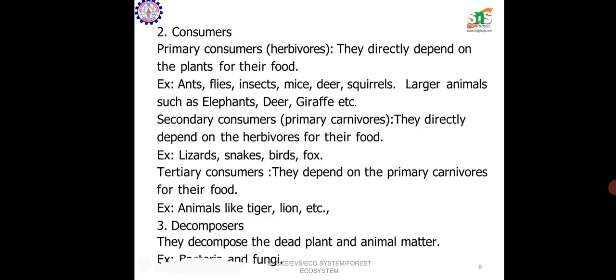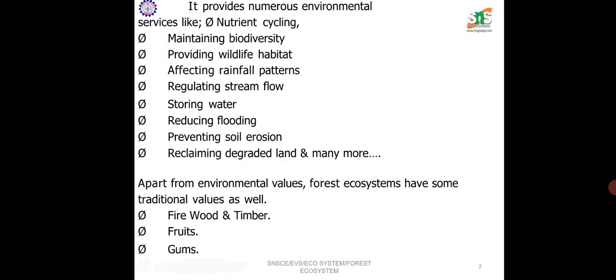Consumers: the primary consumers directly depend on the plants for their food, for example ants and insects. Secondary consumers directly depend on the herbivores for their food, for example lizards, snakes. And tertiary consumers depend on the primary carnivores for their food, for example animals like tiger, lion. Finally, the decomposers decompose the dead plant and animal matter, for example bacteria and fungi.